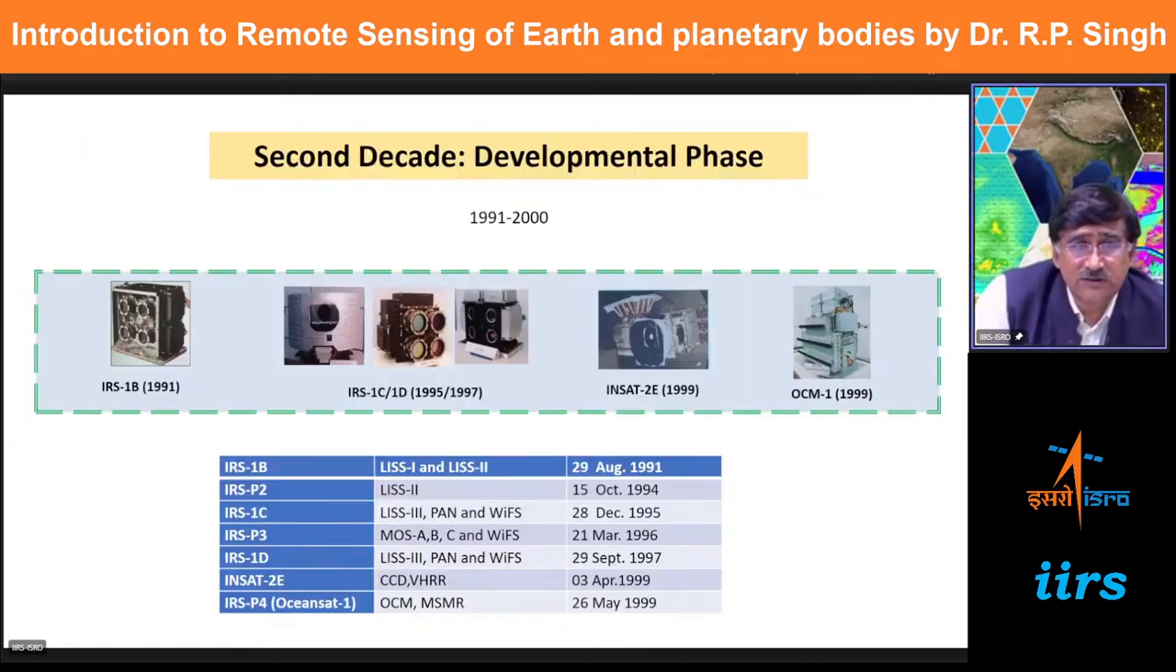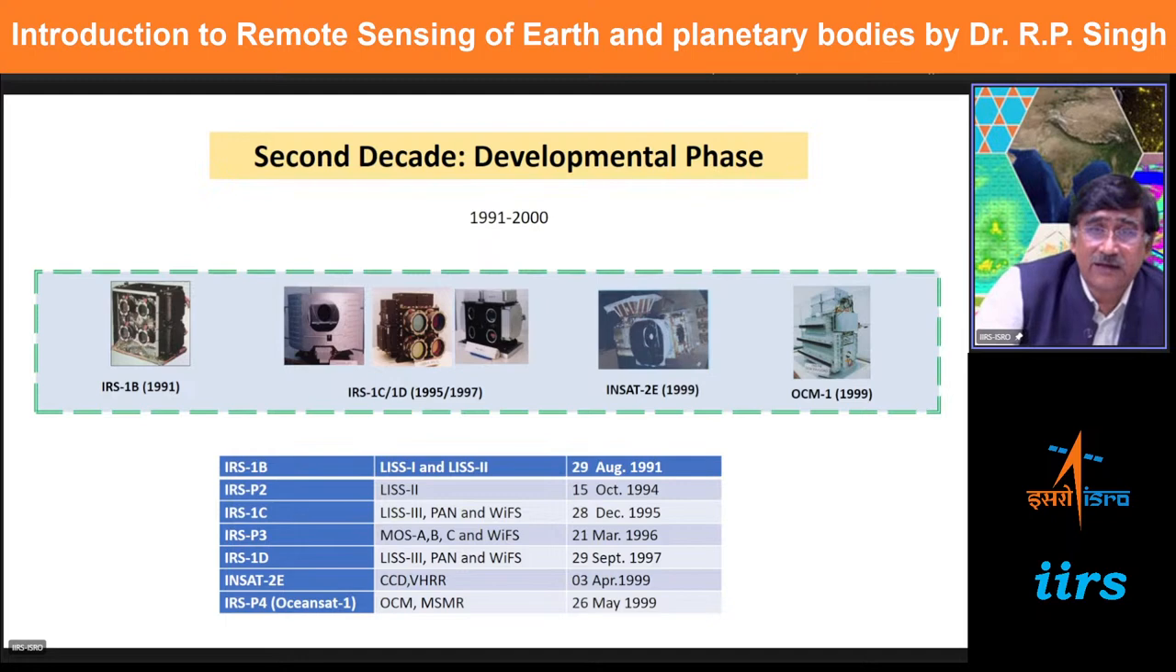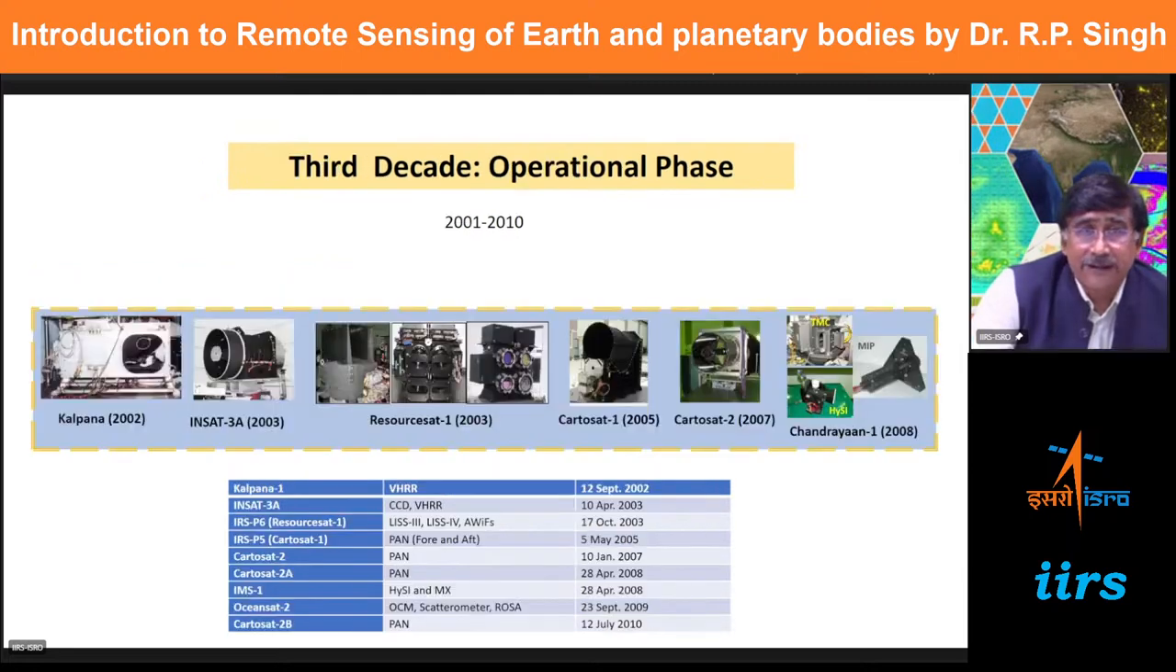The second generation was an important one, where a lot of development took place in our IRS system and new experimentation with 1C and 1D took place. It is also known to be a decade where we had the first ocean color monitor, the ocean monitoring system.